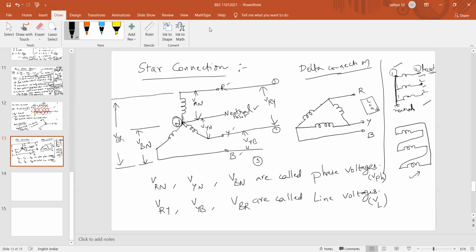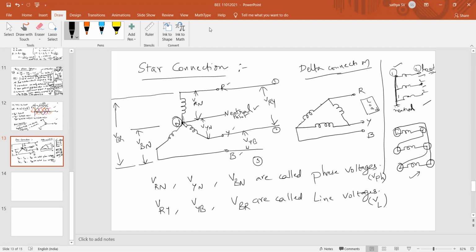Whereas delta, in the sense, unidentical ends are connected together. Unidentical ends means the initial end is connected to the terminal end, the terminal end connected to the initial end, and so on for each pair. So here unidentical ends are connected together in the case of the delta.